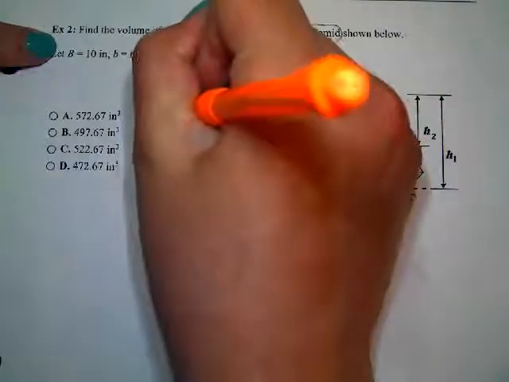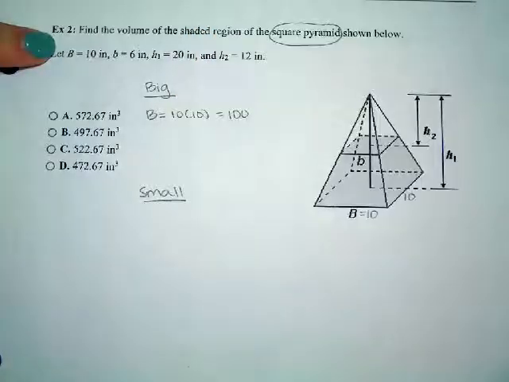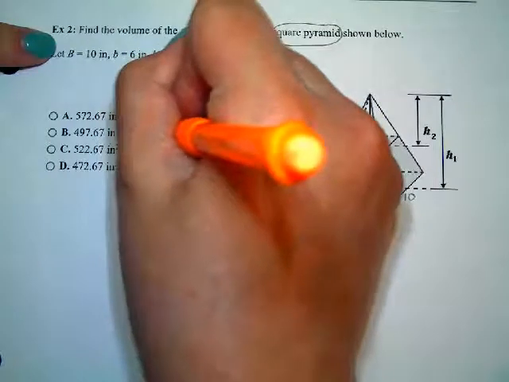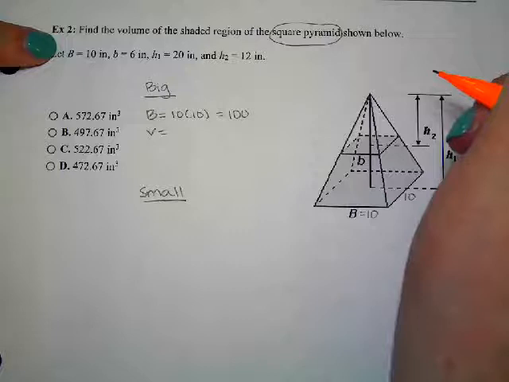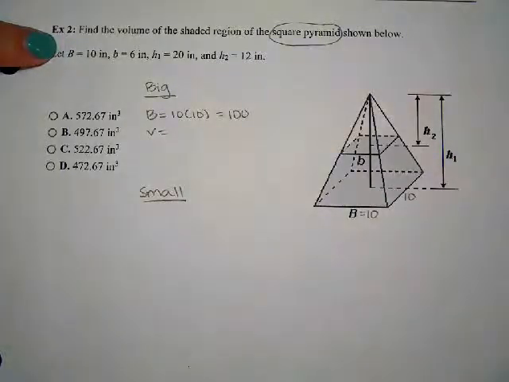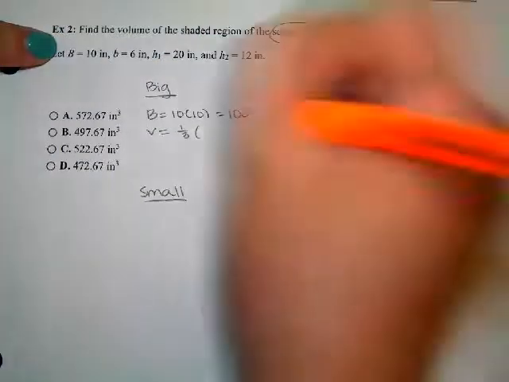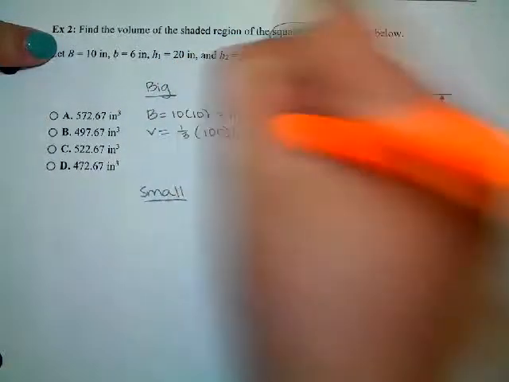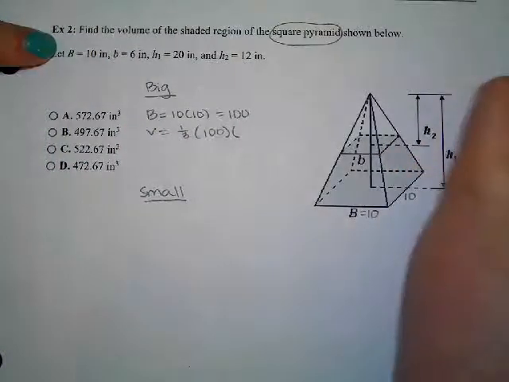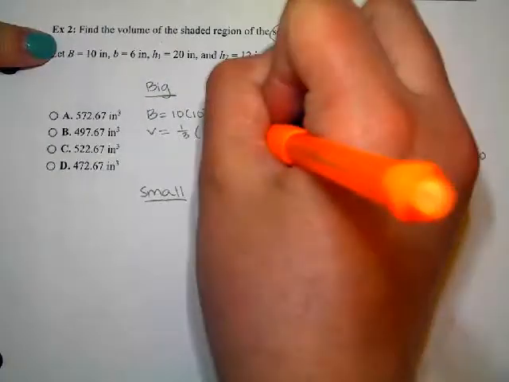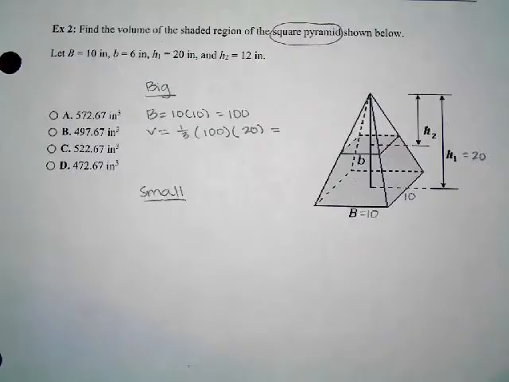Okay, and then we have volume. How do we find the volume of a pyramid? 1/3 times the area of the base times the height. The height is h1, which is 20. So times 20. So the volume is 100 times 20, that's 2,000 divided by 3.